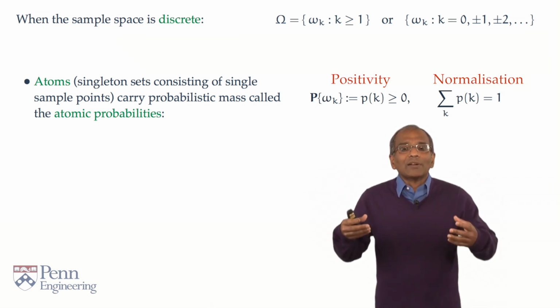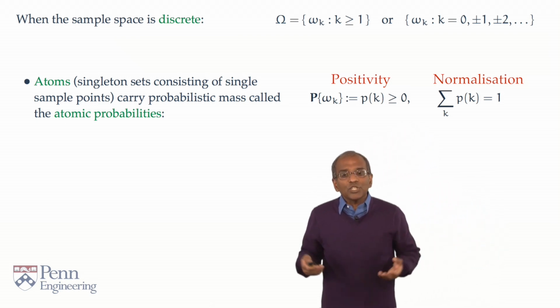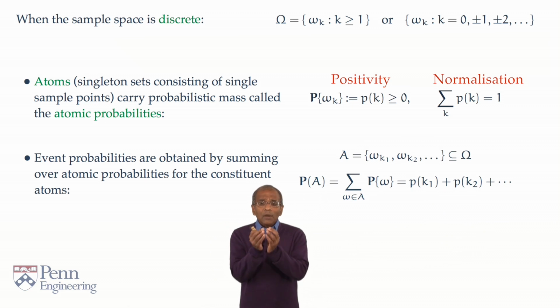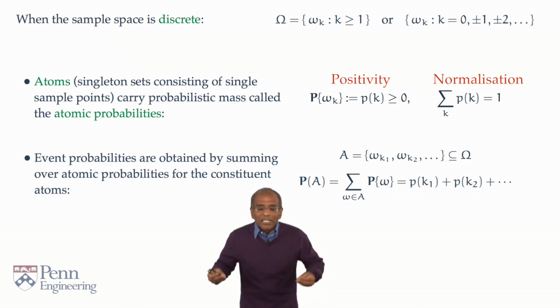Now, how do we go about constructing event probabilities in general? Well, we start with any event, and we can think of an event in a discrete space as being the union of a discrete set of atoms. And so, manifestly, if a probability is to be assigned at all, it must be given by a sum of probabilities. How do we go about doing this?